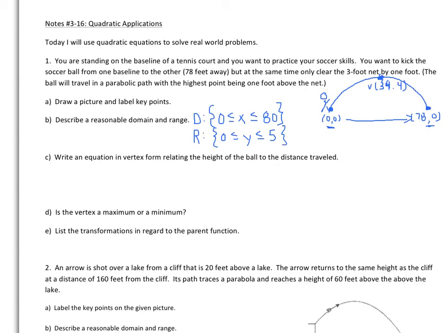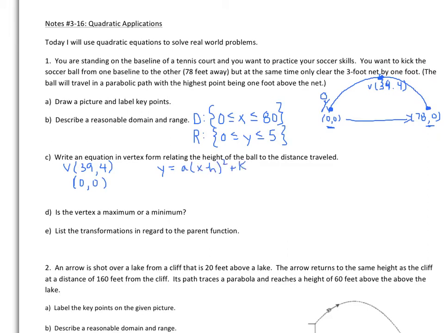Okay, so now we want to write an equation in vertex form relating the height of the ball to the distance traveled. To do this, you need to have 2 points. Well, we have our vertex, right? And this is just like what we've been doing. When you're given 2 points, write the equation. Well, there's my vertex, and then one of my other points that's on this parabola is the point 0, 0, and that would be a good one to use because it's super easy with bunches of zeros. So my vertex form is y equals a, parentheses x minus h quantity squared, plus k.